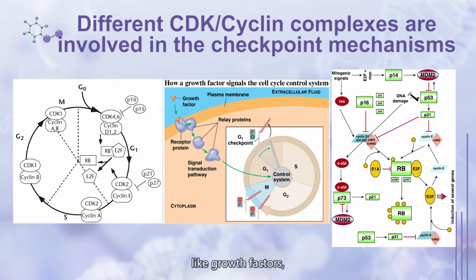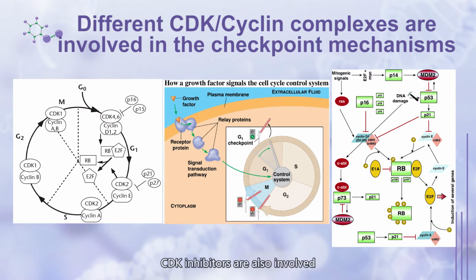Positive cues, like growth factors, typically increase the activity of CDKs and cyclins, while negative ones, like DNA damage, typically decrease or block activity. For example, some growth factor binds to a specific receptor protein on the plasma membrane and activates the relay proteins on the corresponding signal transduction pathway, which transfer the signal into the nucleus to affect the cell cycle control system that determines whether the cell cycle goes on through the checkpoints.